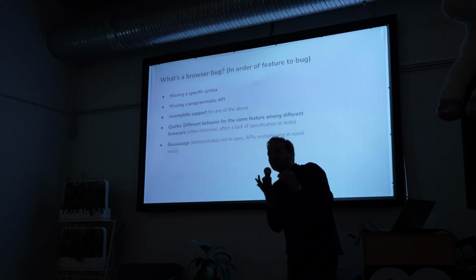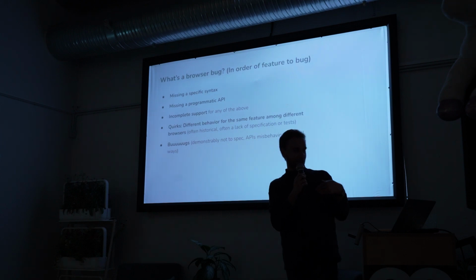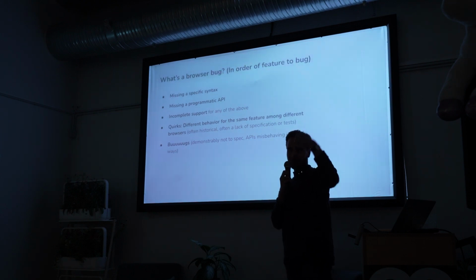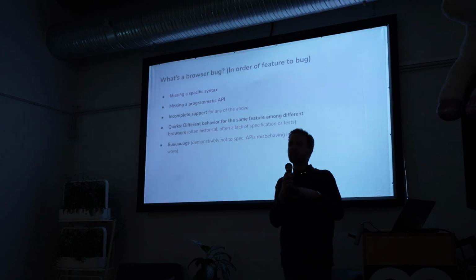But okay, if we really want to arbitrate what is a browser bug, can we do it? Maybe, mostly for fun. So let's try to do it. So I will say in order of not a bug to a bug, I would say that missing a syntax is probably not a bug. They haven't implemented it yet. Missing a programmatic API, probably closer to a bug. I'll show you examples for all of this in a moment, so don't worry.